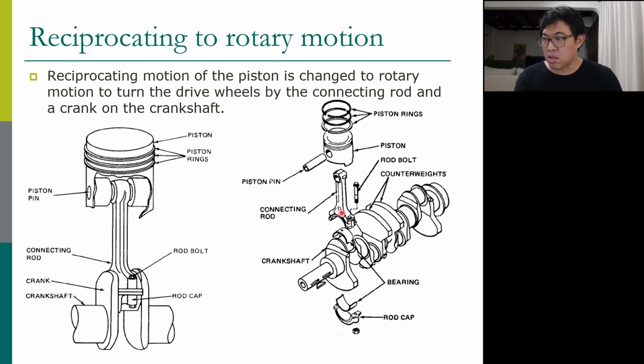Then the connecting rod connects to the crank part. Look at the crankshaft. The crankshaft has the main axis. This is the main axis of the crankshaft, and it has an offset component. We call this offset component the crank. This crank is offset from the center.